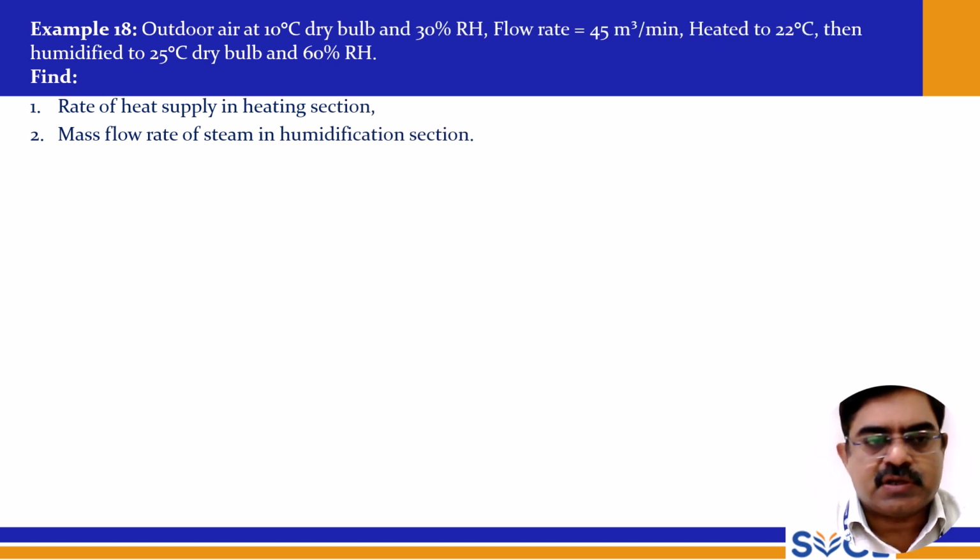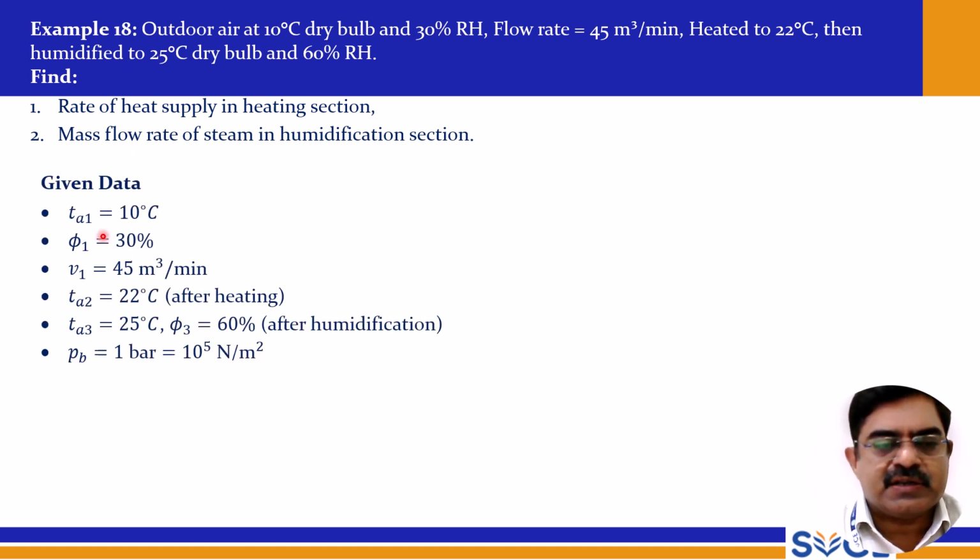It is the outdoor air at 10 degrees Celsius dry bulb and 30% of relative humidity. The flow rate equal to 45 meter cube per minute, heated to 22 degrees Celsius, then humidified to 25 degrees Celsius dry bulb, and 60% of relative humidity. So find rate of heat supply in heating section, mass flow rate of steam in humidification section.